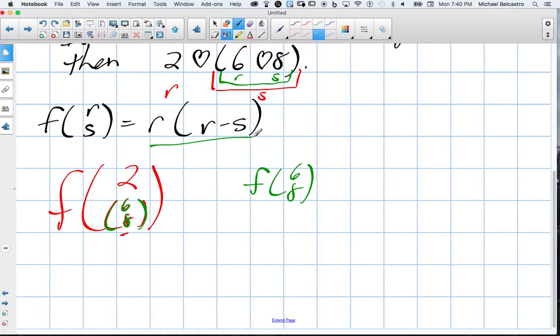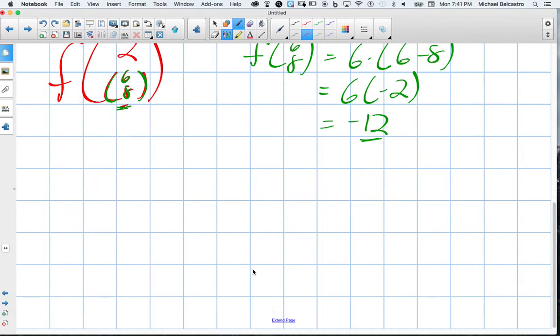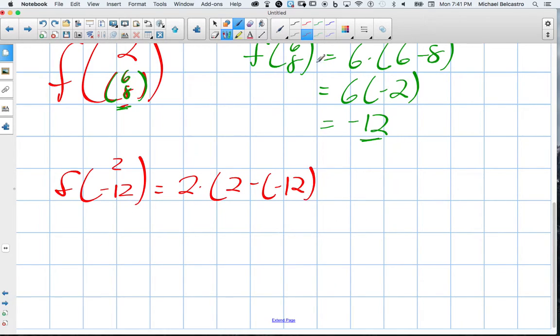Since we know what that is equal to, our r is the first cell, so it's 6 times 6 minus 8. So we're going to evaluate each of them independently. 6 minus 8 gives us -2. So -2 times 6 is -12. Great. This is now the value we can replace this with. So now our red function here, f at 2, -12, is very different. So now we have 2 times 2 subtract -12. Again, remember that's the r times r minus whatever our s was, okay?